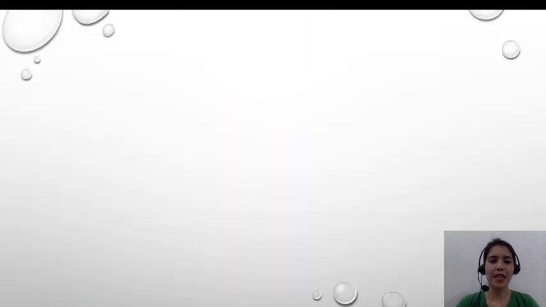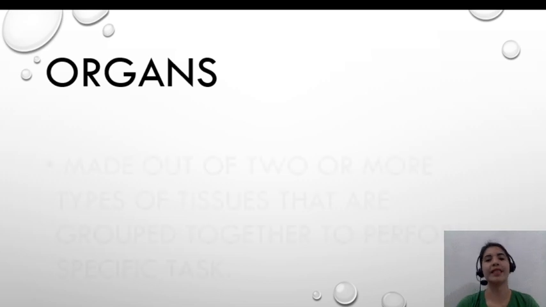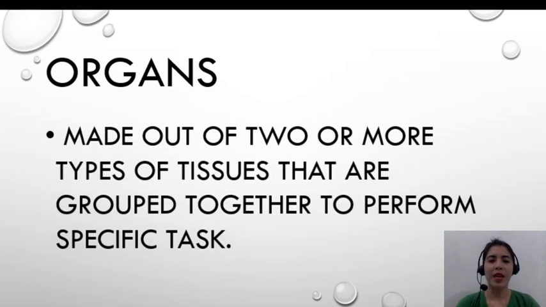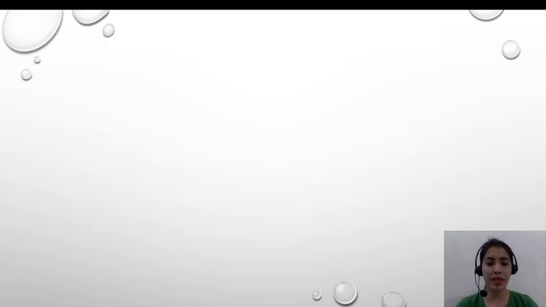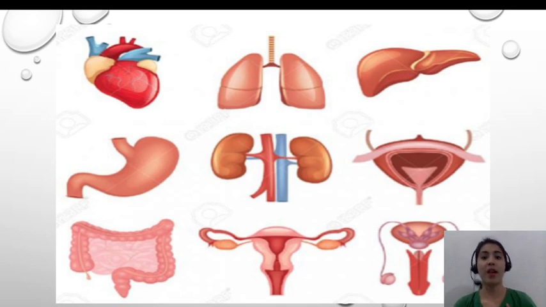Okay? Next to tissue is organs. So, what is organ? It is made of two or more types of tissues that are grouped together to perform specific tasks. So, alam ko, marami kayong alam na iba't ibang example ng organ. So, ano-ano ba yon? Example of organs, we have heart. So, alam natin na ang function ng heart is to pump blood throughout the body. So, that is an organ.